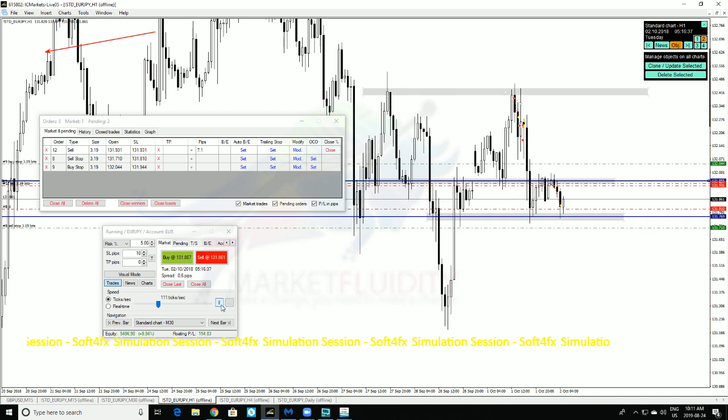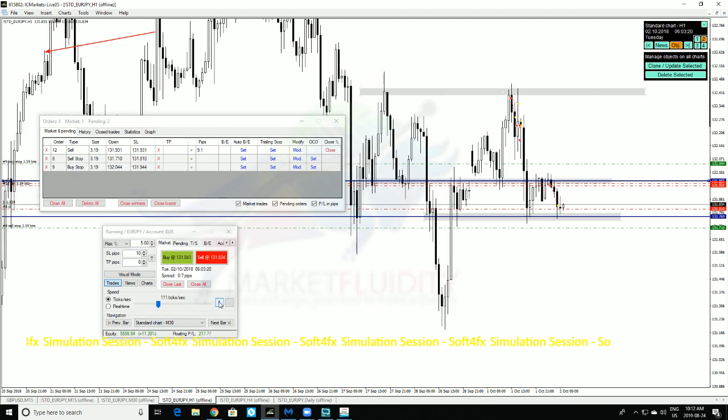See, it bounced up. Our position is in break even. There's no risk on the table. There's no risk at all. Stop losses and profits. Stop loss is actually at break even. We have a sell stop and we have a buy stop. And another 1 hour candle closed.